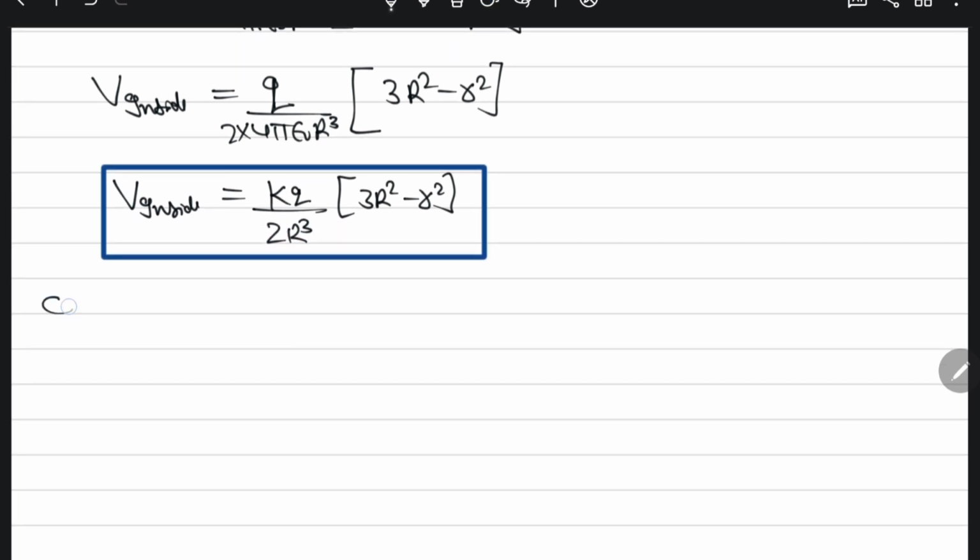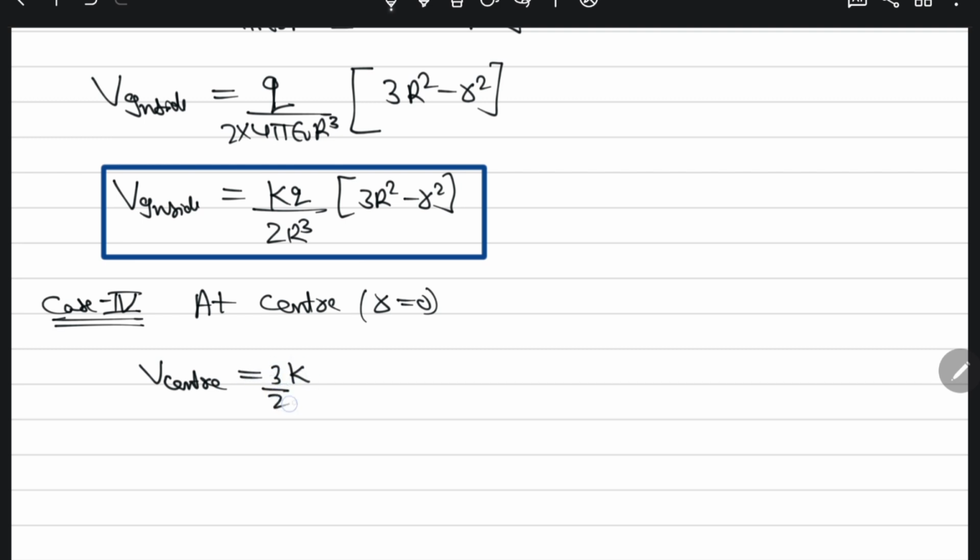Now case fourth, potential at the center. At the center r is equal to 0, so the potential at the center comes out to be 3 by 2 kq by R.